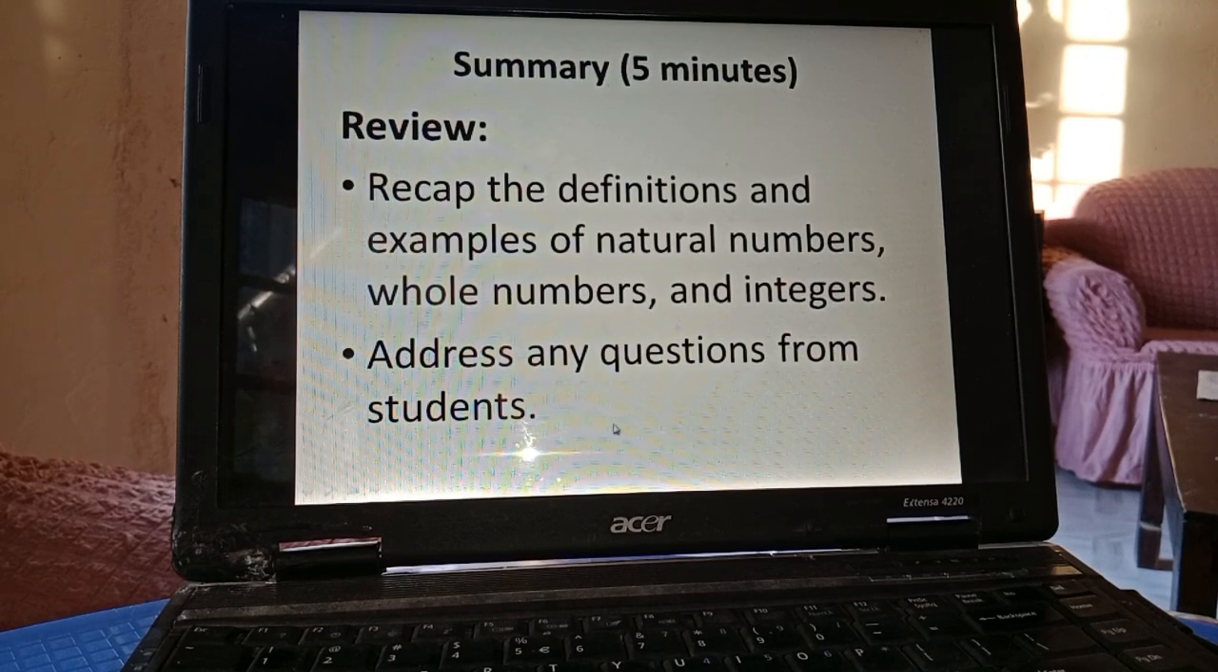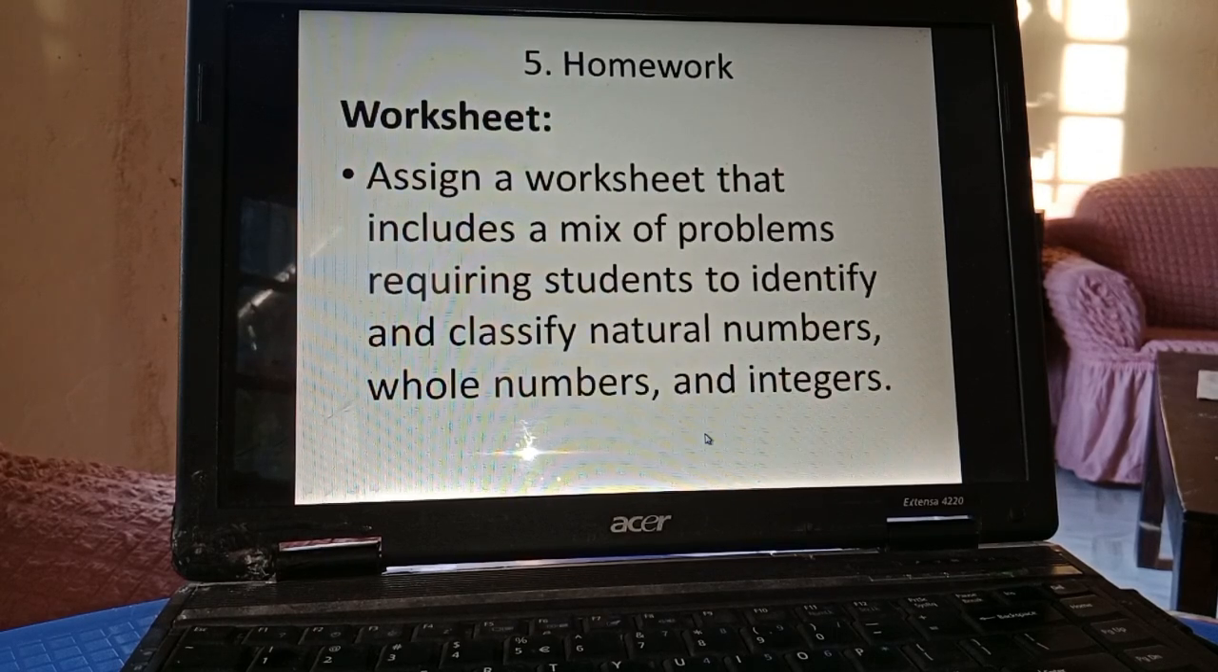Summary, 5 minutes. Recap definition and examples of natural numbers, whole numbers, and integers. Address any questions from students. Worksheet. Assign a worksheet that includes a mix of problems requiring students to identify and classify natural numbers, whole numbers, and integers.